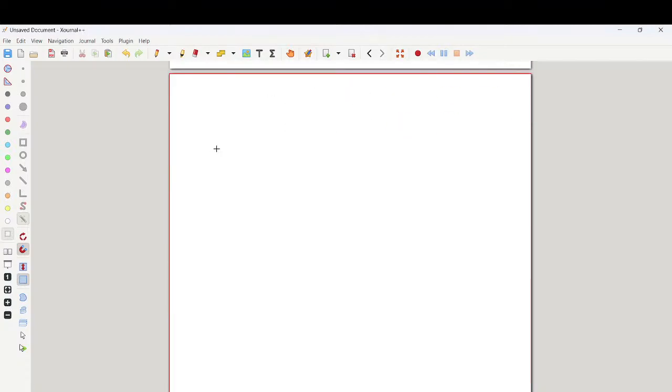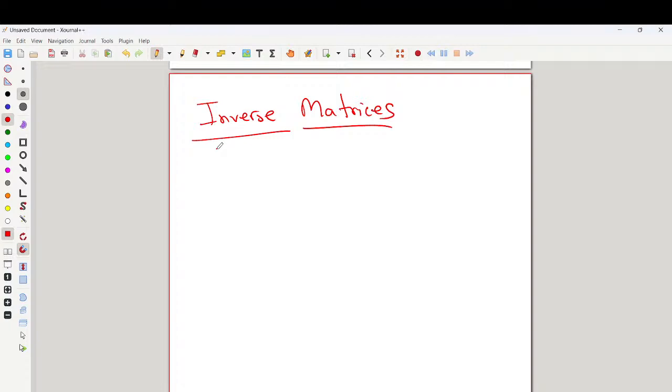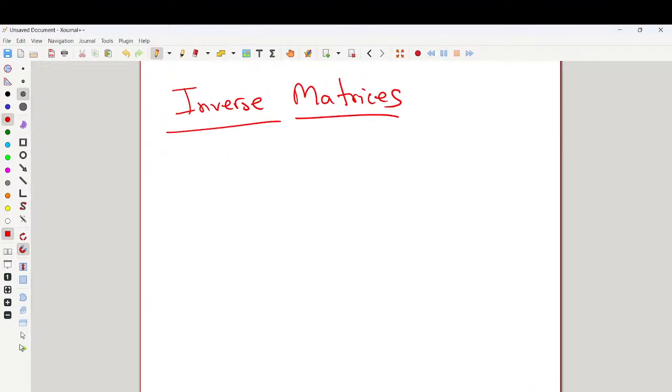And the next section is called inverse matrices. So we're getting there. I did not pay him to ask that question at that time.